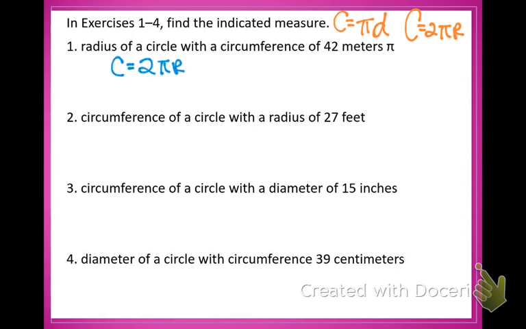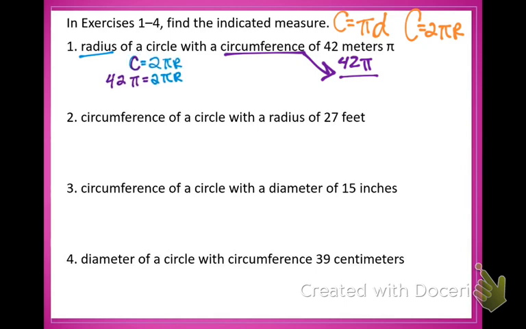2 pi r, because it has the radius. What is 42 pi meters? We'll just call it 42 pi. What does 42 pi represent? The circumference. So we're going to plug in 42 pi for the circumference. We leave the rest alone, equals 2 pi r. Now we need to solve for the radius.